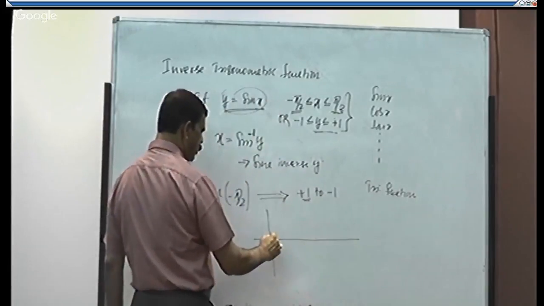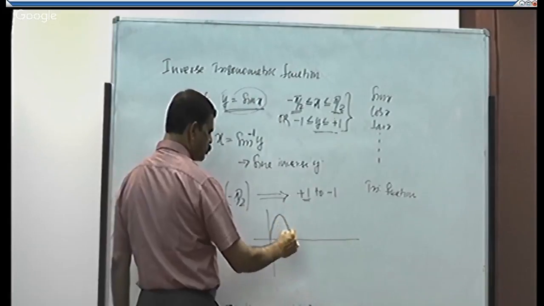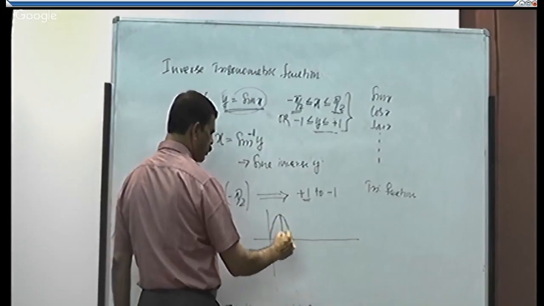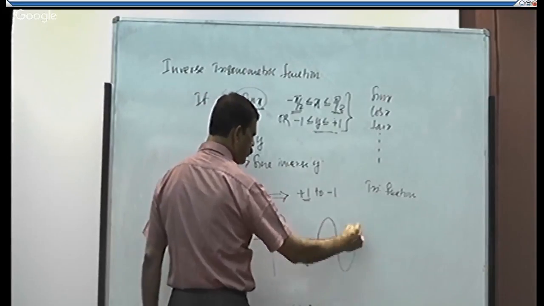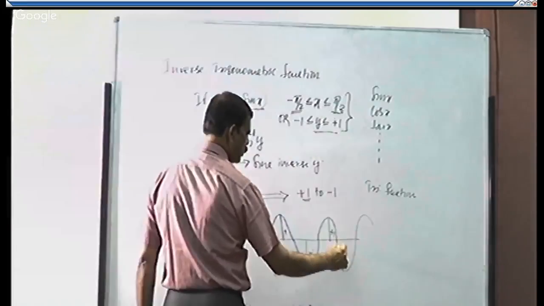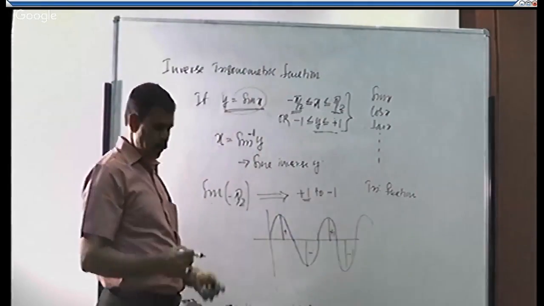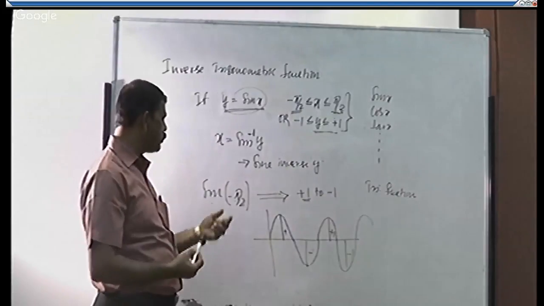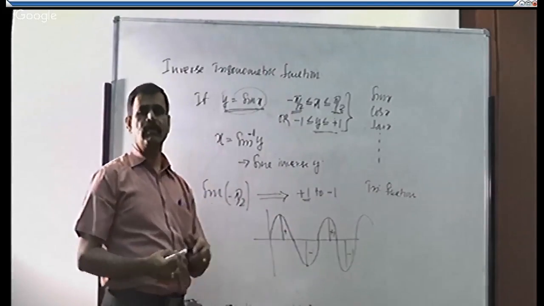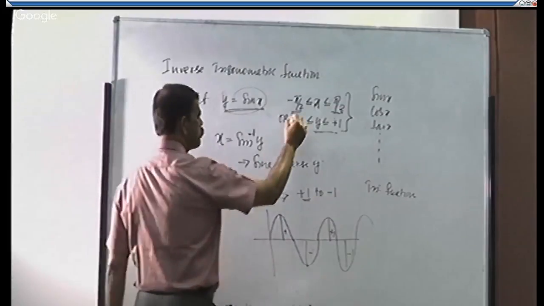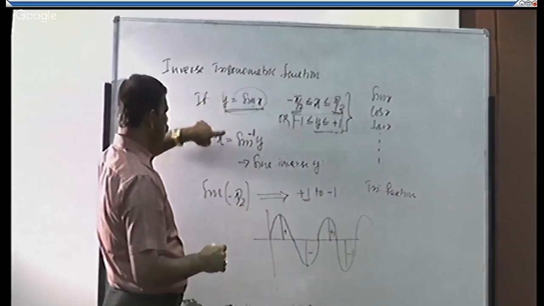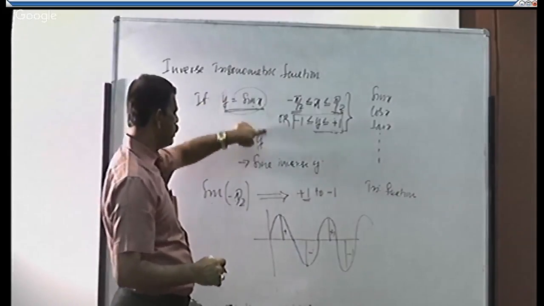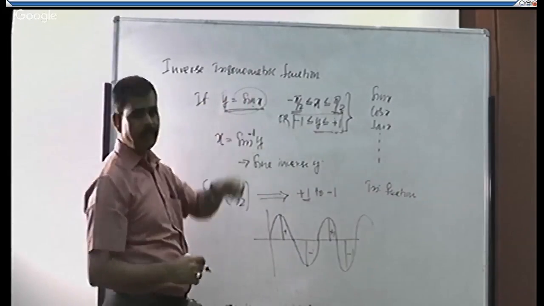As we know, the sine wave goes to a maximum of what? Plus 1. And it goes to a minimum of minus 1. This is the sine wave. The maximum and minimum values of sine are plus 1 and minus 1. Hence, this value should satisfy this equation. Therefore, we can call it sin inverse y.